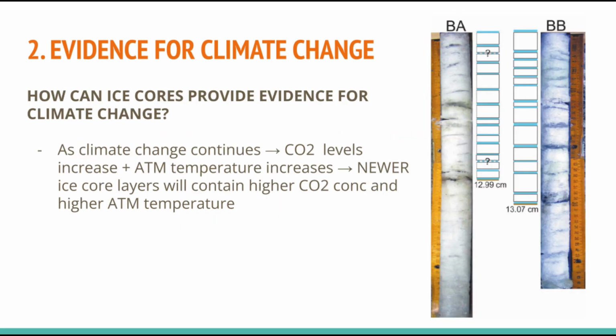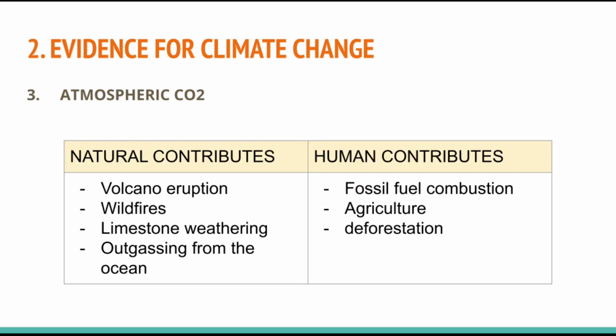How can ice cores provide evidence for climate change? As climate change continues, carbon dioxide levels increase and atmospheric temperatures increase. So this means newer ice core layers will contain higher carbon dioxide concentration and higher atmospheric temperature. On to the next evidence, atmospheric carbon dioxide. So there are two main contributors. There's the natural kind and the human kind.